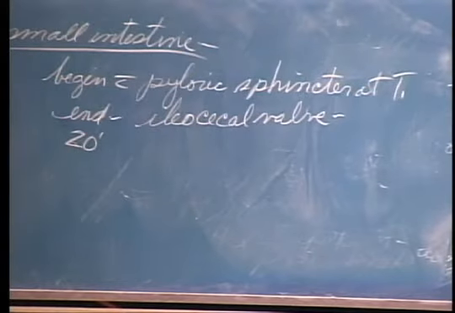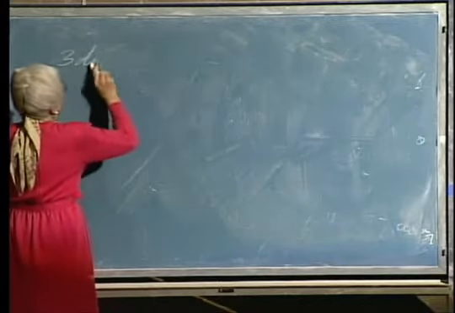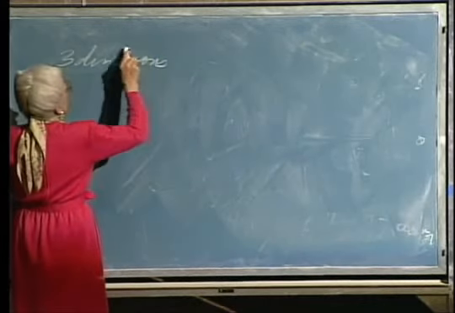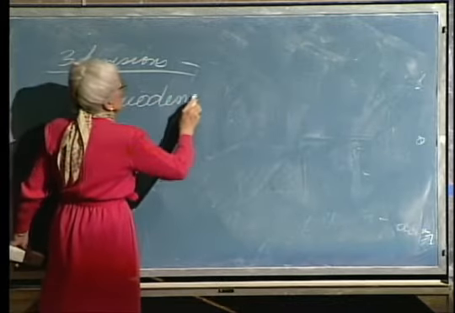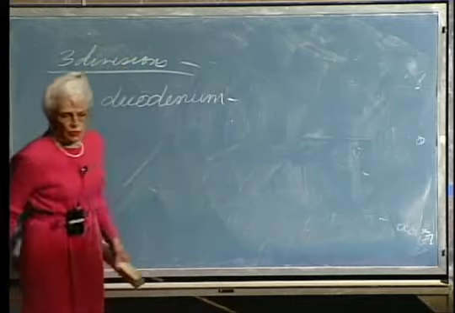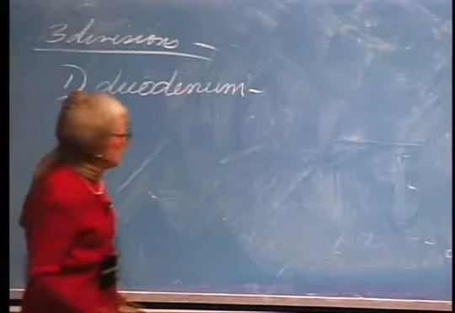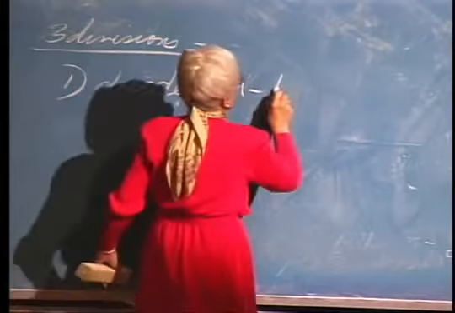All right, this small intestine then is divided. It has 3 divisions that carry on different functions. First one is the duodenum. What does duodenum mean? It means 12 fingers. You put 12 fingers side by side and you have 10 inches. So it means 12 fingers to equal 10 inches.